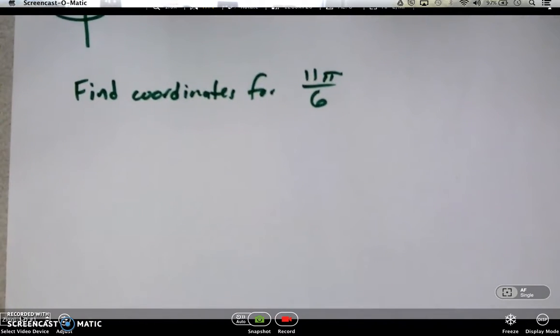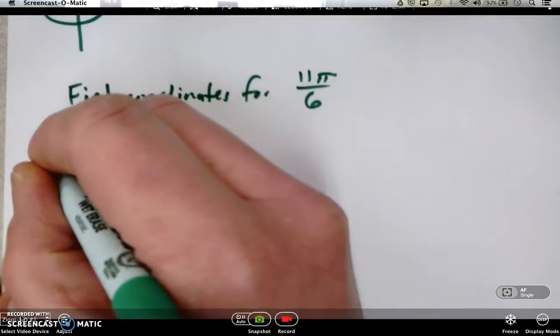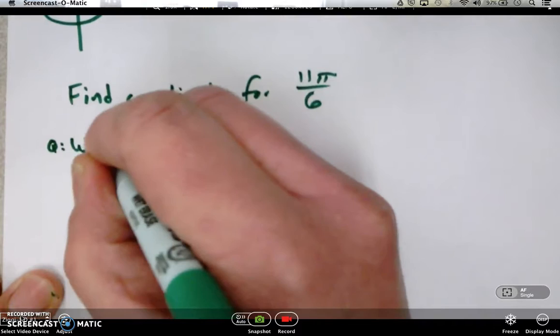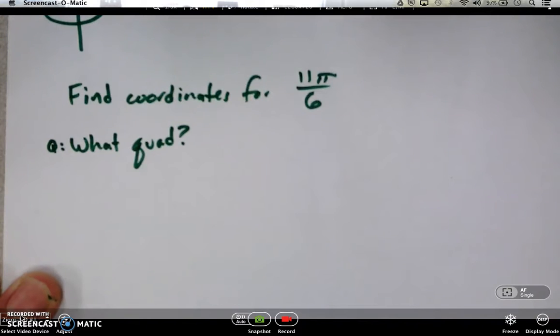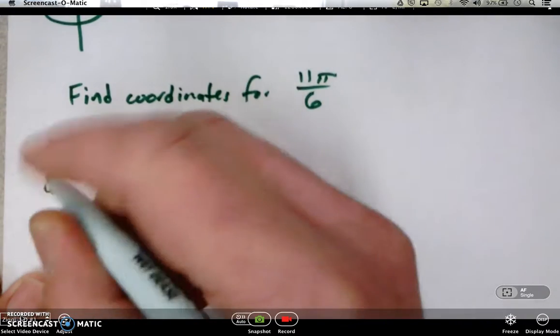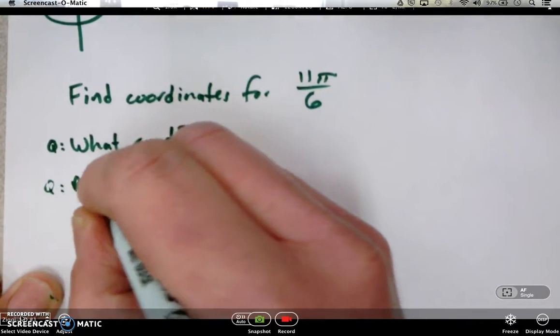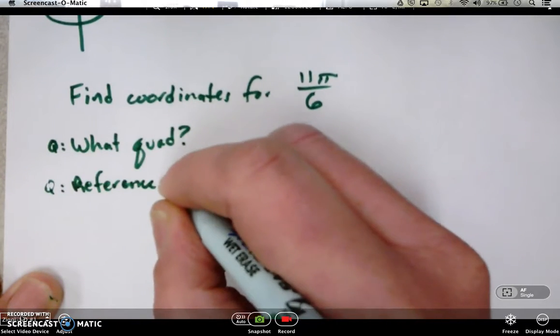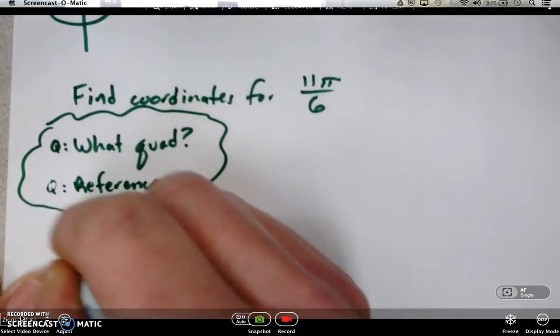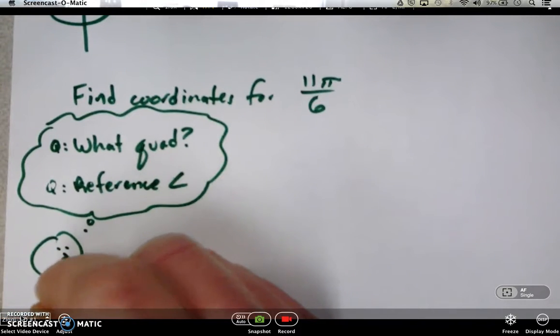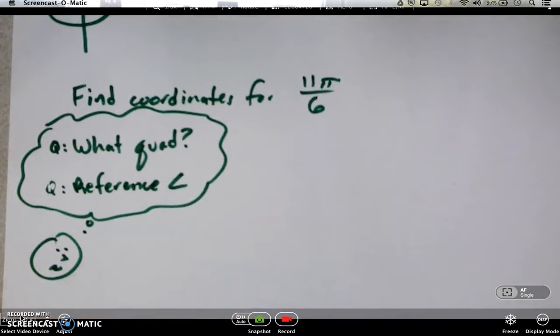Okay, so here's the plan. To find 11 pi over 6, you've got to do two things. First question you want to ask is, what quadrant? So where is that? What quadrant is 11 pi over 6 in? And the second question you're going to want to ask is for the reference angle, and I'll just put an angle symbol there. This is what you should be thinking in your head as you do these problems. It's going to make your life a lot easier if you just follow this method. Unless, like I said, you have a photographic memory, then yeah, you can memorize the unit circle. But most of us don't.